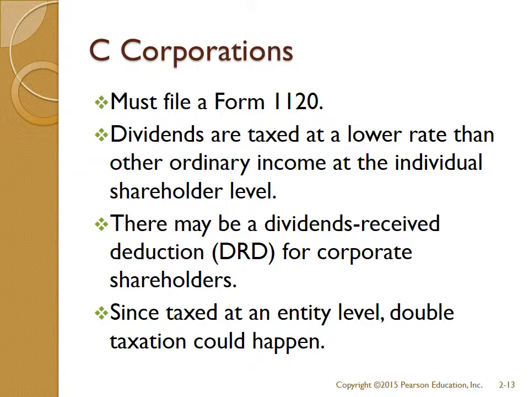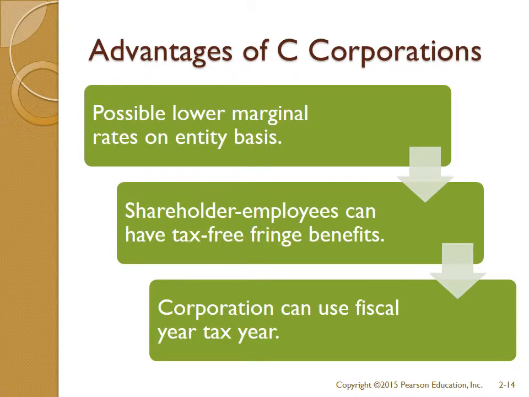Some characteristics of corporations that obviously we'll go into much further detail further on down the road. They have to file a Form 1120 for tax purposes. Dividends are taxed at a lower rate than ordinary income at the individual shareholder level. This is kind of a policy reason to try to adjust for the fact that the income is being taxed already at the corporate level. There's a possibility of getting a dividends received deduction for corporate shareholders. And of course, the worst part is that double taxation.